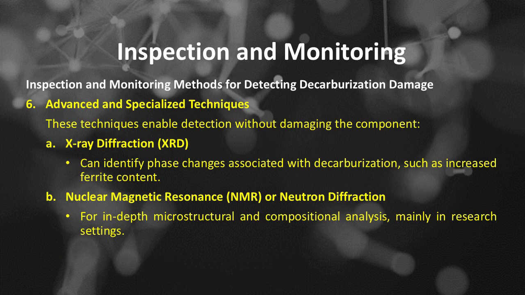Number 6 of the inspection and monitoring methods for detecting decarburization damage is advanced and specialized techniques. These techniques enable detection without damaging the component. Number A, X-ray diffraction or XRD. It can identify phase changes associated with decarburization, such as increased ferrite content. Number B, nuclear magnetic resonance or NMR, or neutron diffraction, for in-depth microstructural and compositional analysis, mainly in research settings.